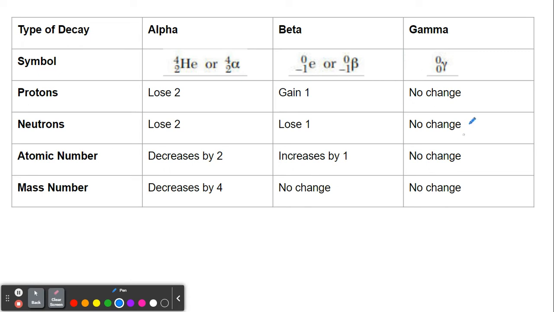Our last type of decay in radioactive decay is gamma decay. That's represented by this little symbol, it actually looks like this. Think about it, an upside down fish. And so this one is easy peasy because we're going to see 0 and 0 for our mass and for our atomic number changes. We're going to see no changes across the board.